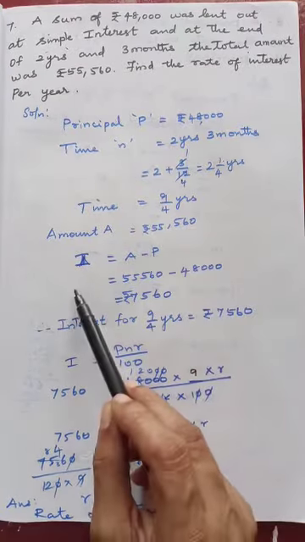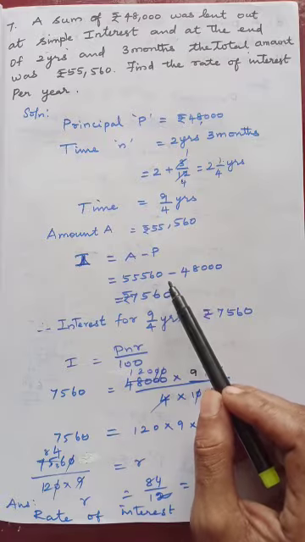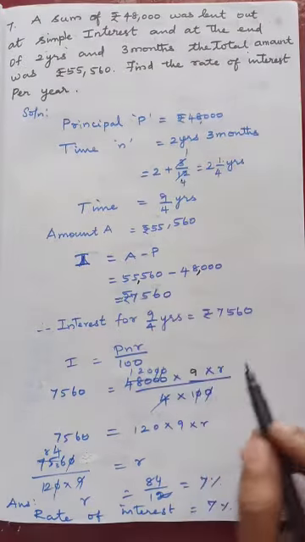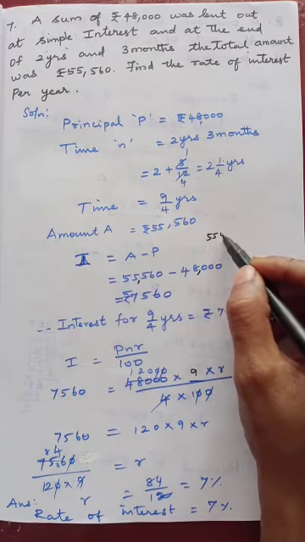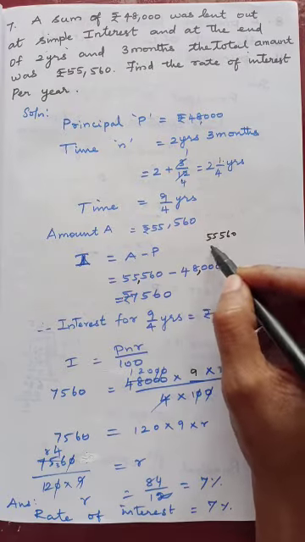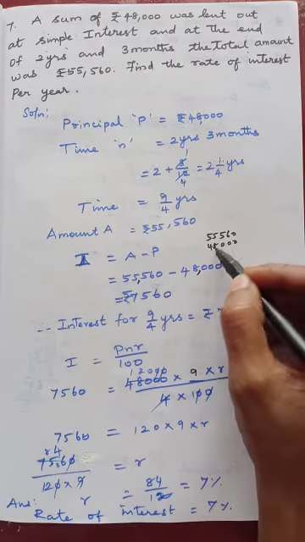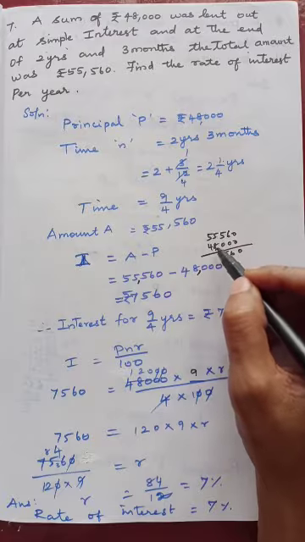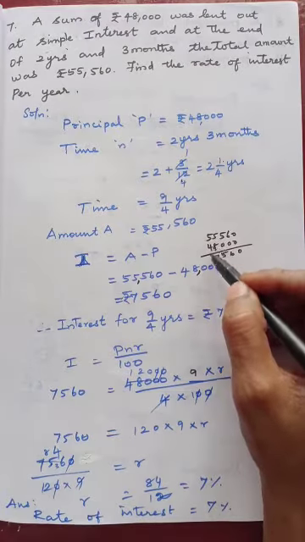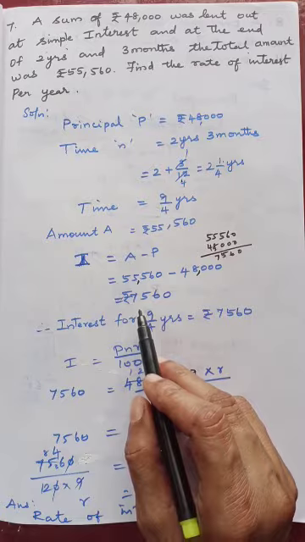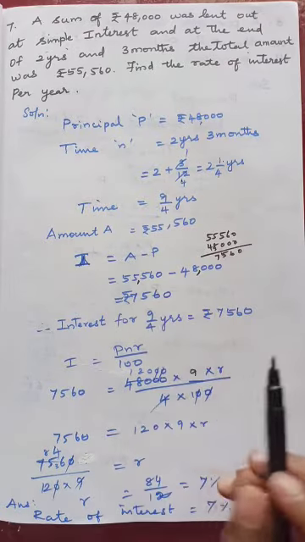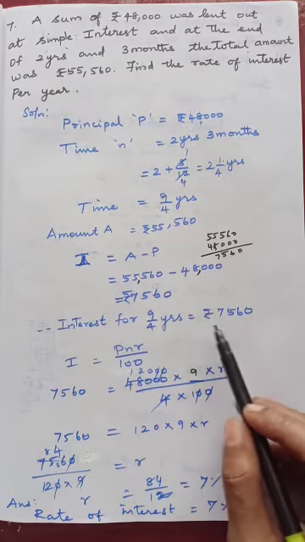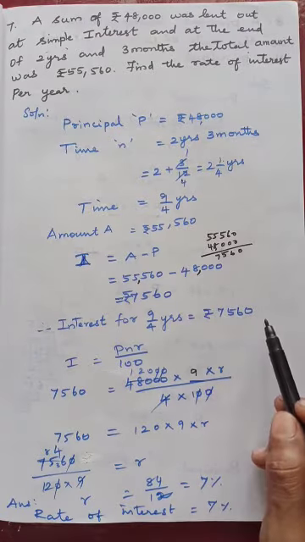55,560. Now I is equal to 55,560 minus 48,000. So now you subtract. Okay. Subtract 0, 6, 5. You borrow here, 15 minus 8 is 7. And 4 minus 4 is 0. So rupees 7,560. So interest for 9 by 4 years is equal to rupees 7,560.